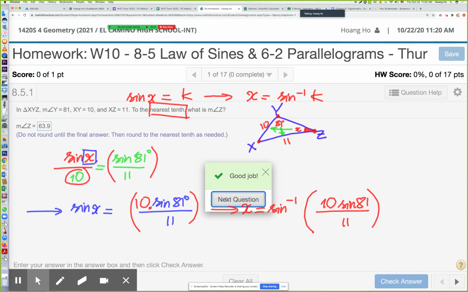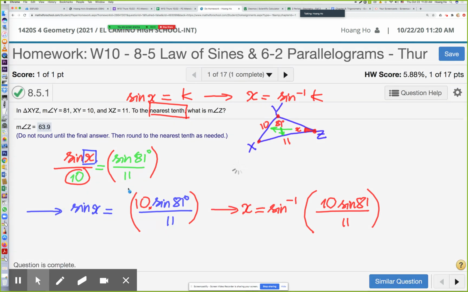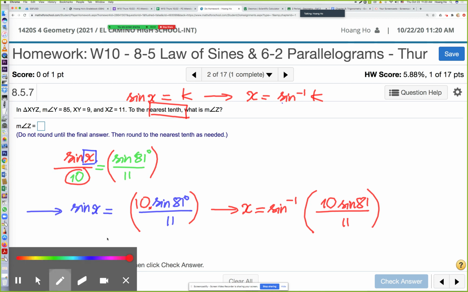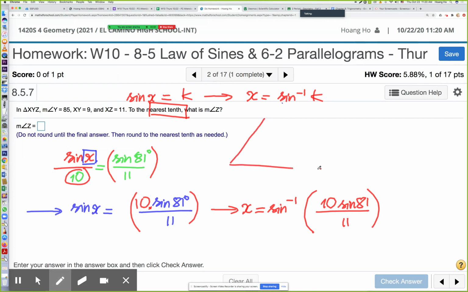Okay, so next question. Let's go to the next question here. Let's clear this out. Oh, the same thing. So maybe I should clear out my picture. I erase my picture over here, X, Y, Z, angle Y. Maybe I redraw my picture. I redraw the triangle a little bigger over here. Here we go.